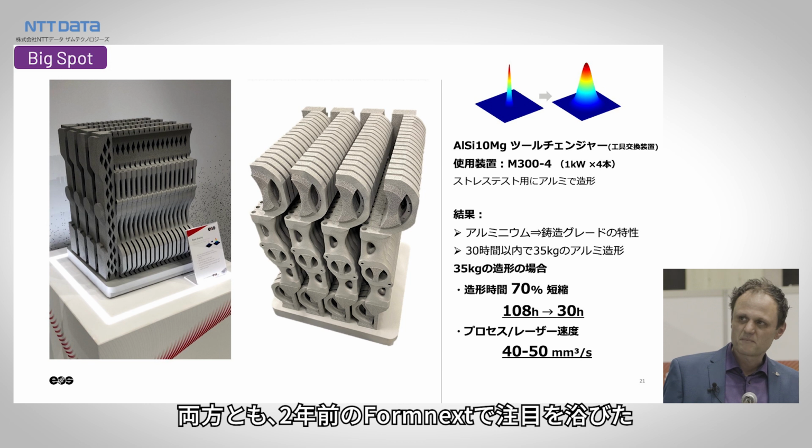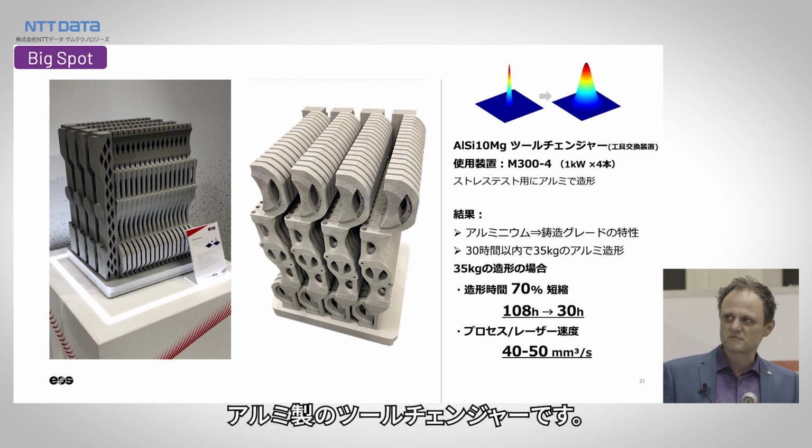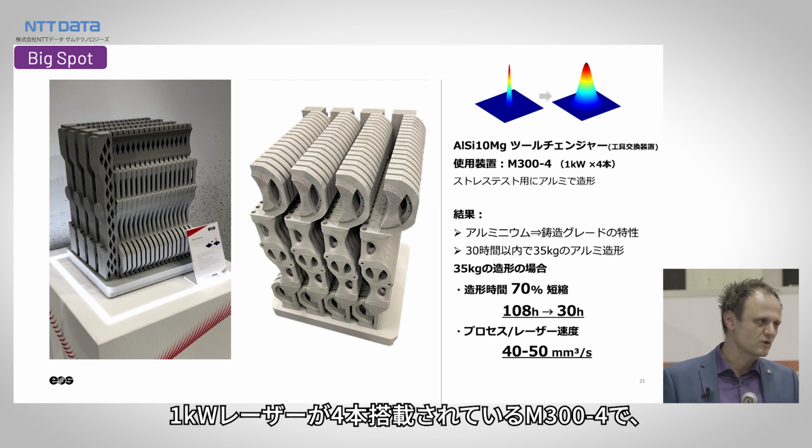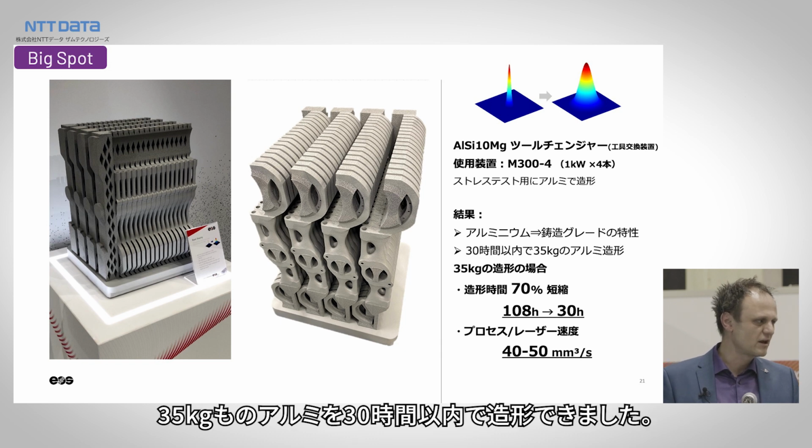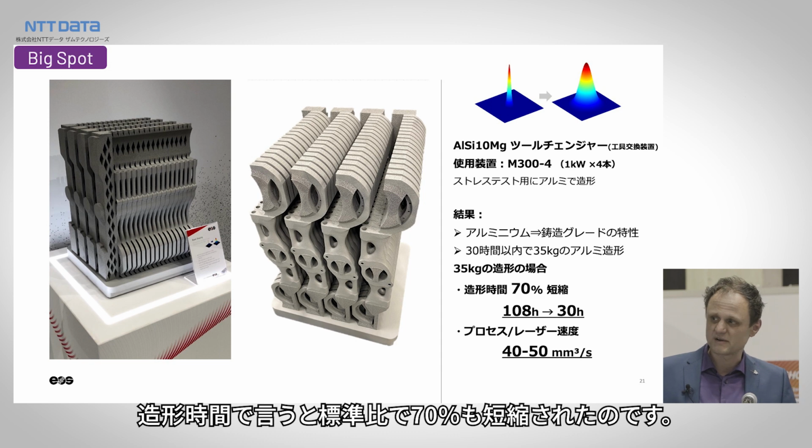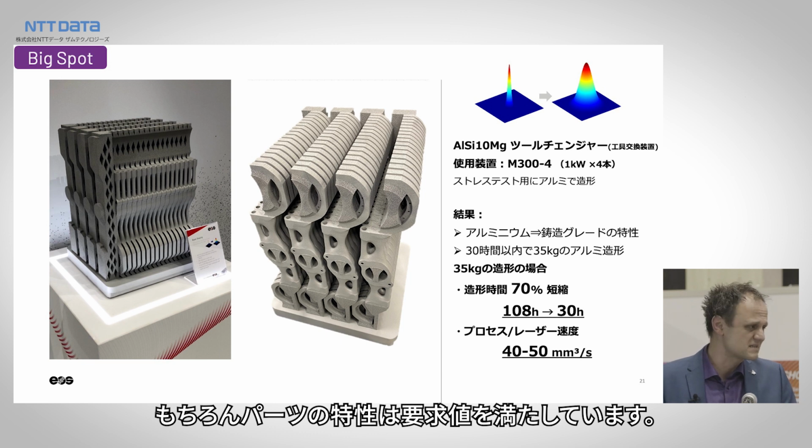And here is one example of what it can actually do in real case applications. This is a part that was highlighted 2 years ago at the Formnext. It's a tool changer made out of aluminum. And on an M3 with 4 times 1 kilowatt, we were capable of printing over 35 kilograms of aluminum in less than 30 hours. So the deposition rate is really, really high. That goes fast and speaks for itself. And the part properties are good enough for that specific application.